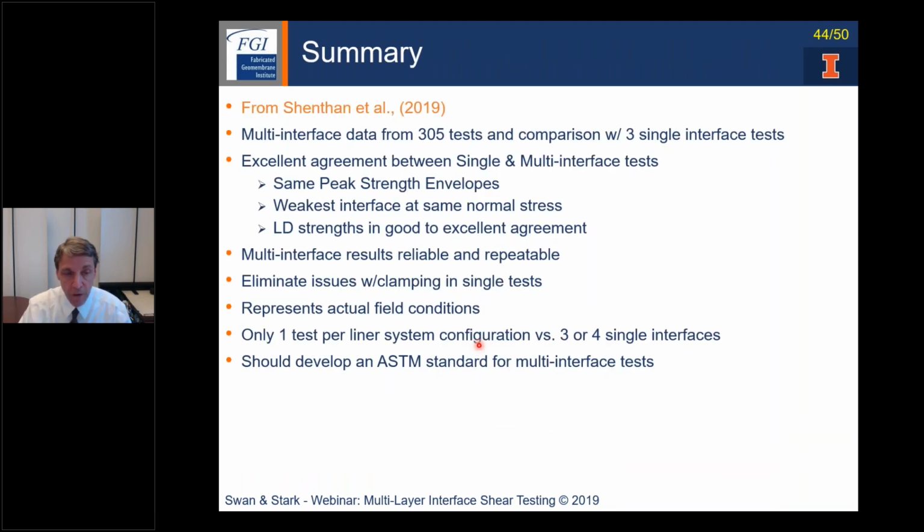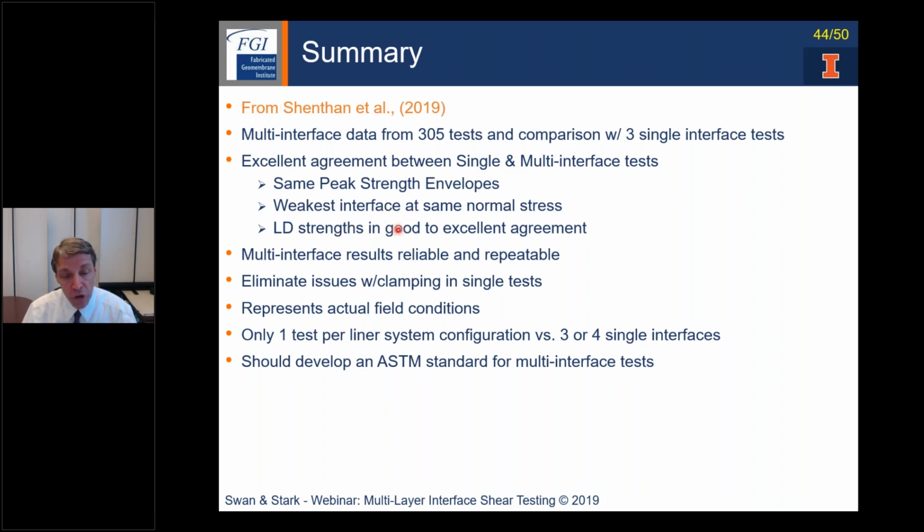So in summary, from Dr. Shenton's paper, and then I'll wrap up with the next slide with some general comments. The main summaries from his paper are it's a good database for multi-interface tests, so you can use that database certainly on the large displacement side to check your single and multi-interface large displacement strengths and make sure you're in the right ballpark. Excellent agreement between single and multi-interface tests for peak strength envelopes in this database.